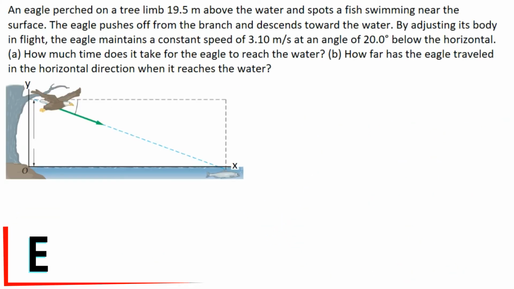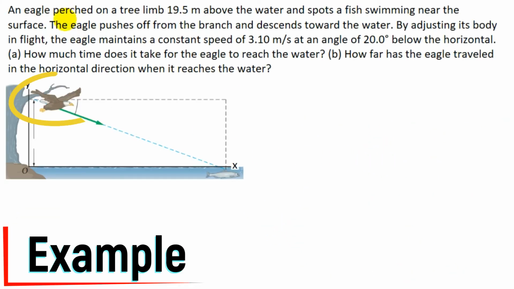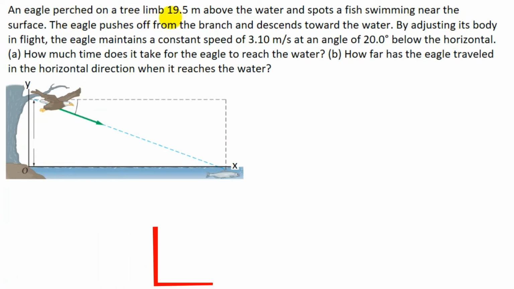Now in this example we are given that an eagle perched on a tree, which is 19.5 meter above the water. So this is 19.5 meter above water, and spots a fish swimming near the surface. Now the eagle pushes off from the branch and descends towards the water, and its speed we are given to be 3.10 meter per second, and this angle is 20 degree below the horizontal.